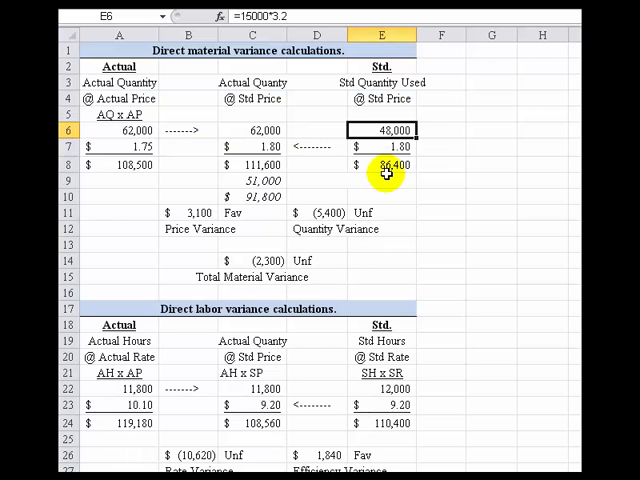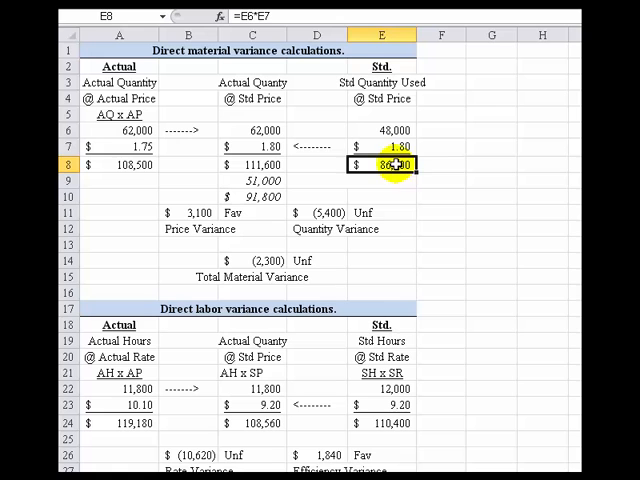So we're multiplying 15,000 pools times 3.2 pounds to come up with the total quantity in pounds that we should have used according to the standard. So we get 48,000 times $1.80. We multiply those two, we come up with 86,400. So you drop this one in first, then you calculate that number, then you multiply.